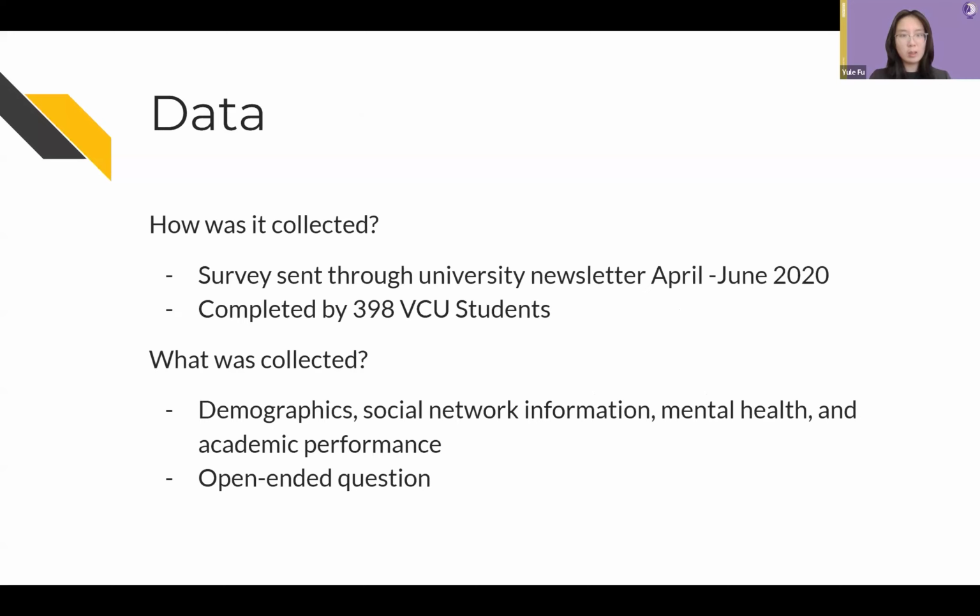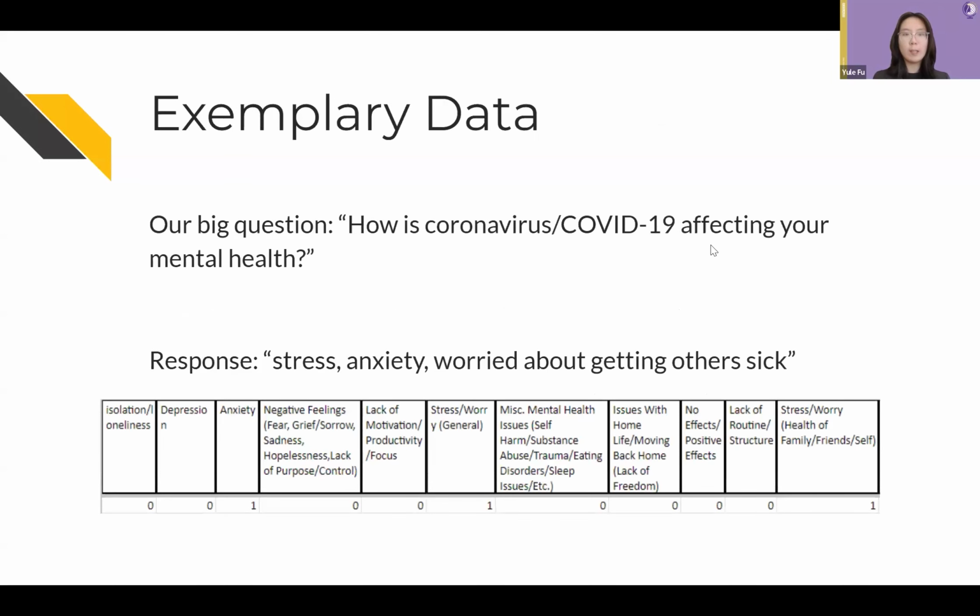The data was collected through the university newsletter during COVID from April to June of 2020, and it was completed by 398 Virginia Commonwealth students. Demographics, social networks, mental health, and academic performance were collected. But most importantly, we wanted to focus on the open-ended question, which was: how did coronavirus affect your mental health? Students were able to freely type in that text box, so some would give a simple sentence and some would give a complete paragraph.